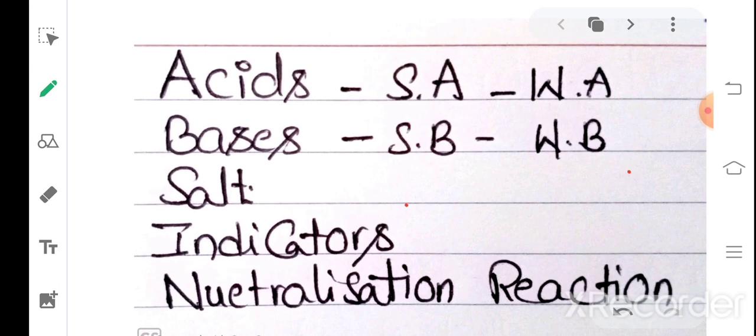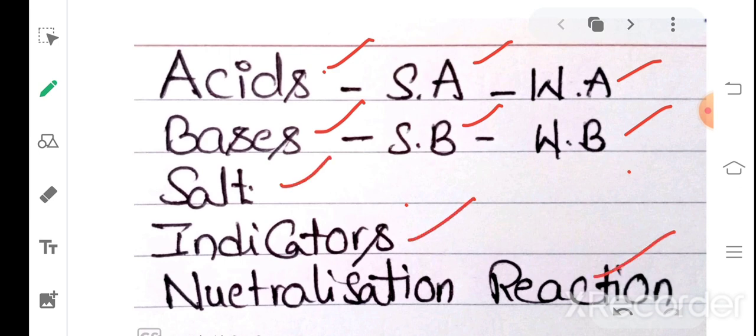In this video, the topics I'm going to discuss: acids, what are acids, bases, salt, indicators, and what is the neutralization reaction. Under acids, there are strong acids and weak acids. How can we identify the strong and weak acids? And under the bases, strong base and weak base, how can we identify them? And after that, salt, indicators, and the neutralization reaction. These are the topics that we are going to discuss today.